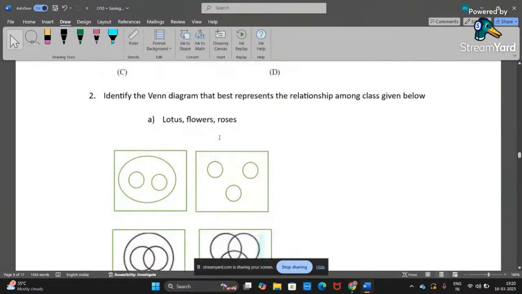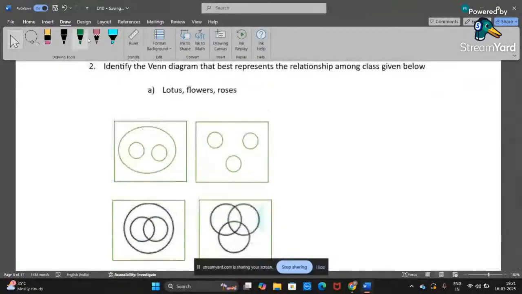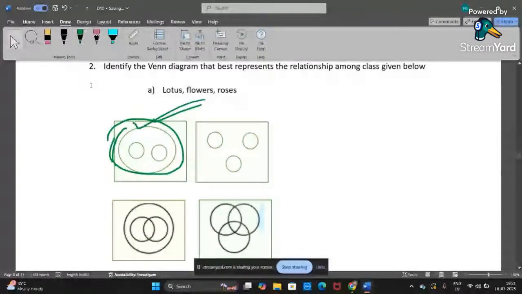Lotus, flowers, roses. Lotus and roses are flowers, right? So they should be inside flowers. So which is the correct option? This one, right? See, this big circle is flowers, and inside that we have two different circles because lotus is different and roses are different. So this is the right option. This is how you need to think logically and answer in Venn diagram problems.